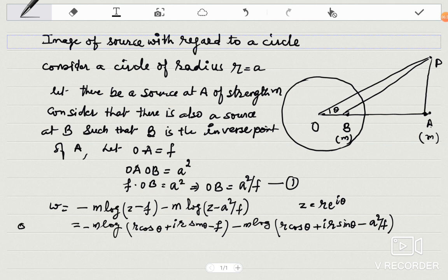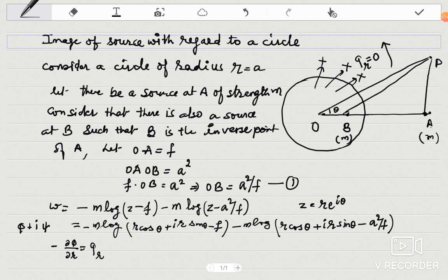Now we know that w is equal to phi plus i psi, and if I have to prove that the circle is a streamline, it simply means there is no flow across this circle. There is no flow across this circle, and this is the radial component of velocity, this will be the transverse component. So if we are assuming that there is no flow across this boundary, this q_r is equal to 0, and you can very well find this q_r with the help of phi. We know that the partial derivative of phi with respect to r is equal to q_r. So I will separate the right hand side into real and imaginary parts, and then comparing I'll get phi. For that I'll use log of x plus iy, and by using that formula I'll get phi.